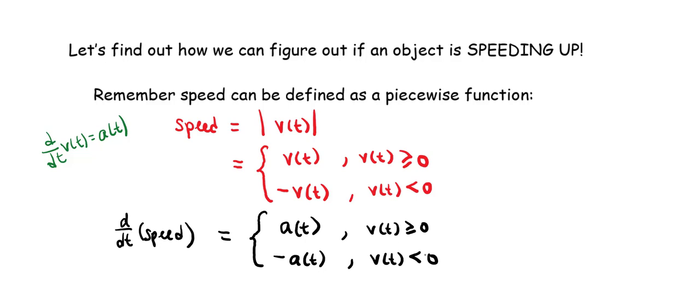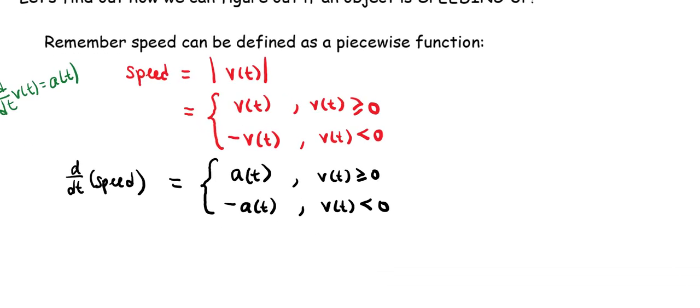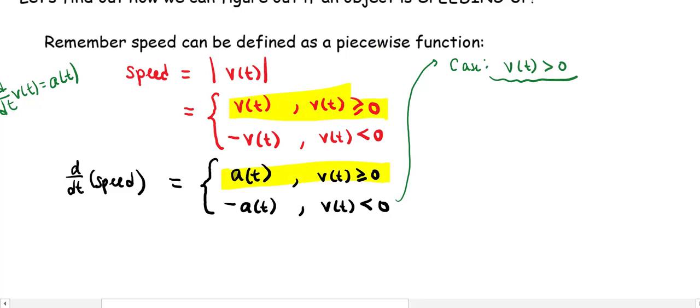Now, we've got two different cases. Let's look at case number 1. What happens if the velocity is bigger than 0? I'm talking about this part here. In order for something to be defined as speeding up, what do we need to have? That yellow line says that if the velocity is bigger than 0, then we need to see that the acceleration is bigger than 0. That's how we define speeding up.